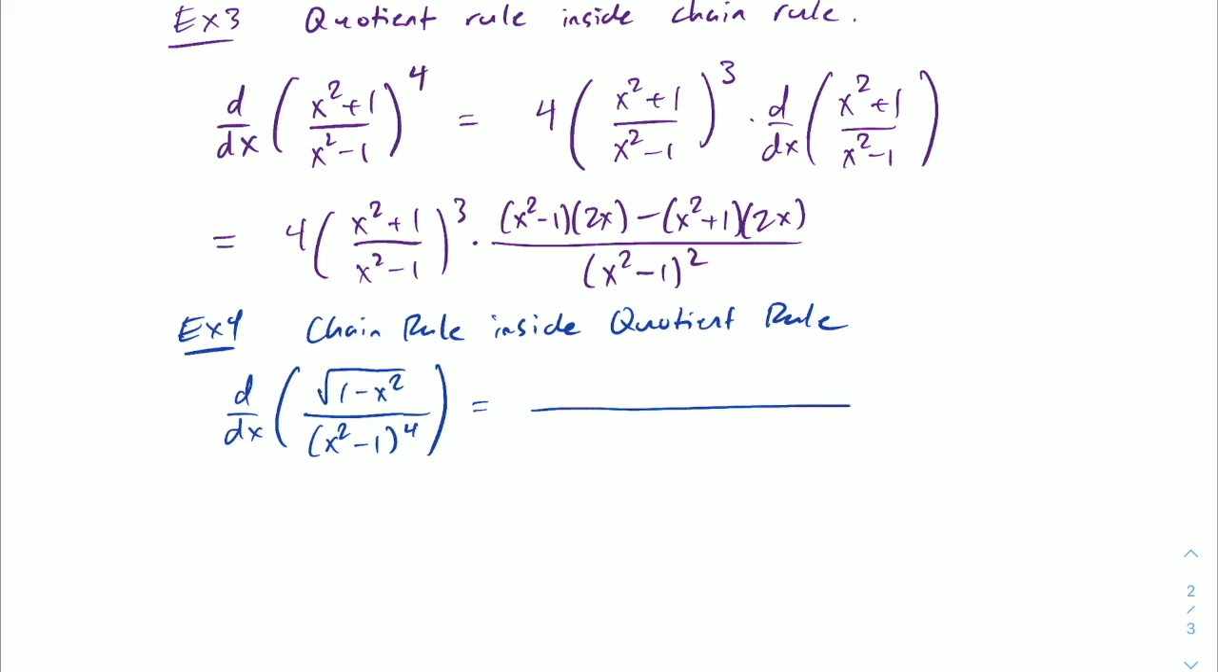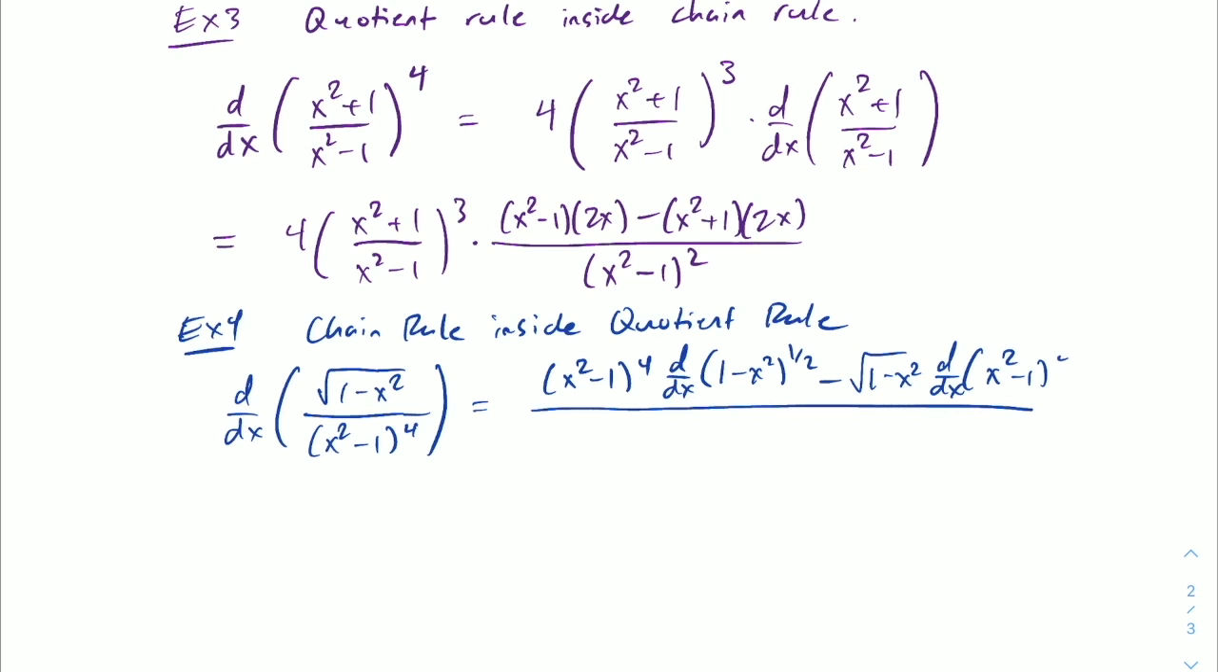So we'll do low d high. I'll write this with Leibniz notation here. And actually, I'm going to write my square root function as 1 minus x squared to the 1/2 minus high, square root of 1 minus x squared, times the derivative of low. And that's all over the low function squared. All right, now I'm ready to take derivatives.